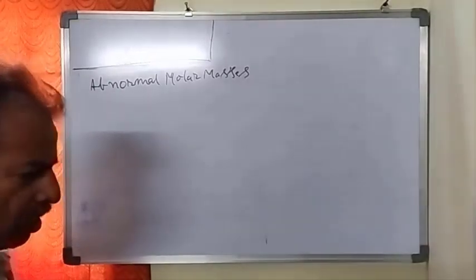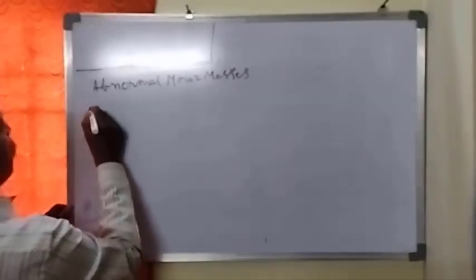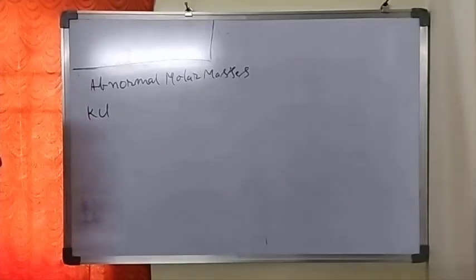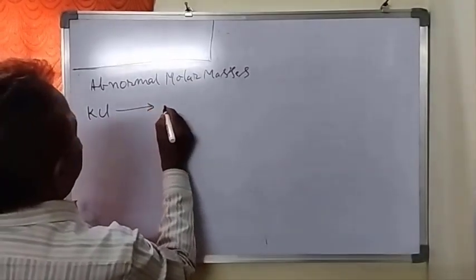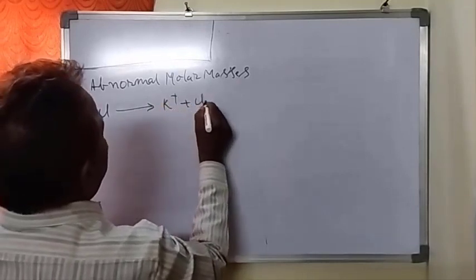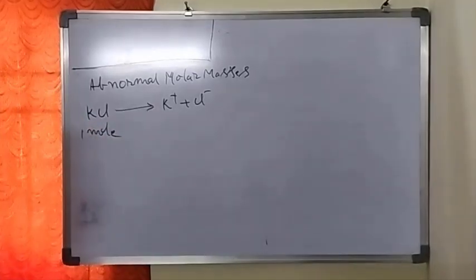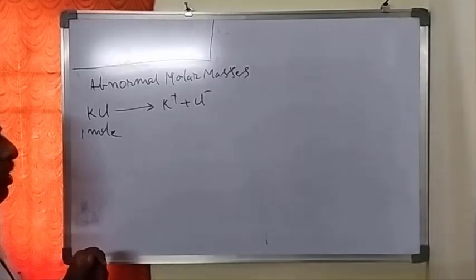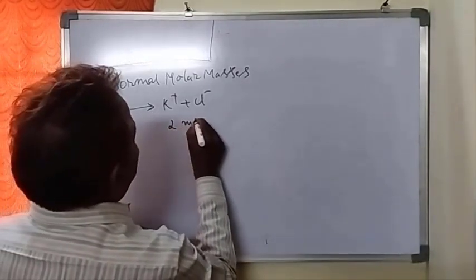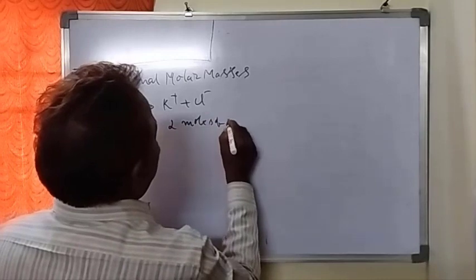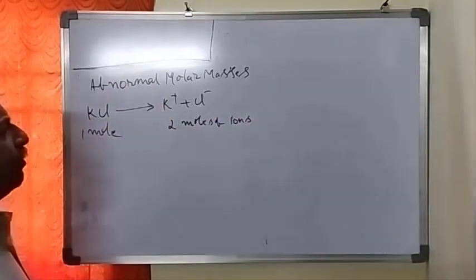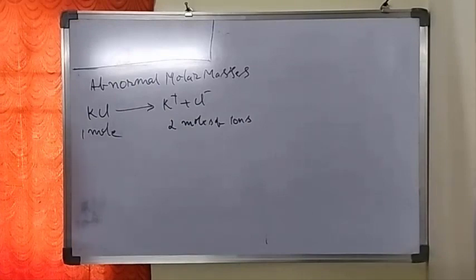Abnormal molar masses. Now let us discuss the abnormal molar mass. For example, if potassium chloride is dissolved in water, it completely dissociates into K plus and Cl minus. So here 1 mole, and when it dissociates we get 1 mole of potassium ions and 1 mole of chloride ions. Totally there are 2 moles of ions. We know that colligative property depends on the number of solute particles, but not on the nature of the solute.